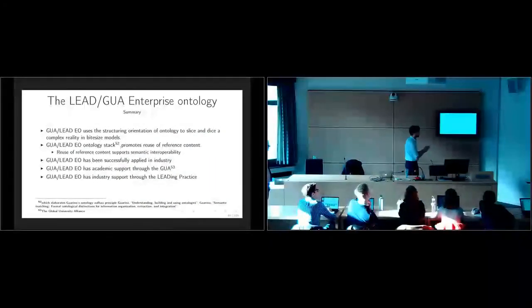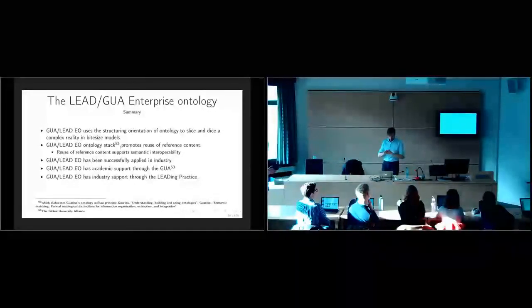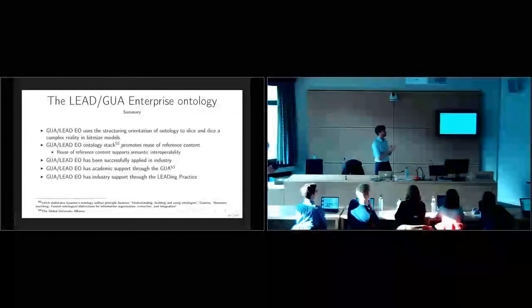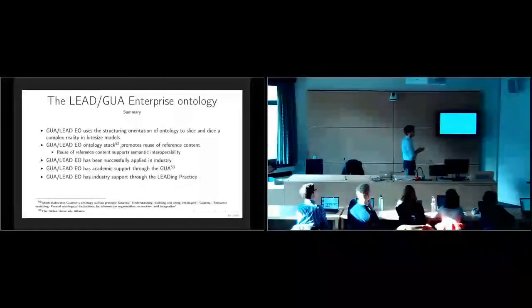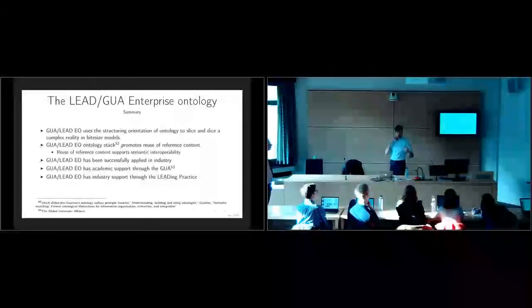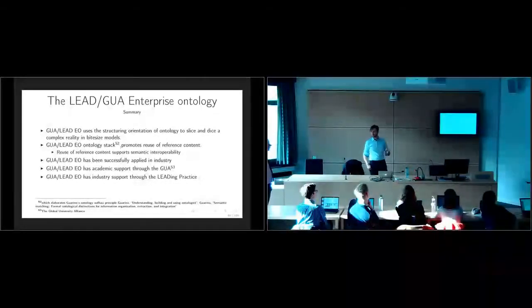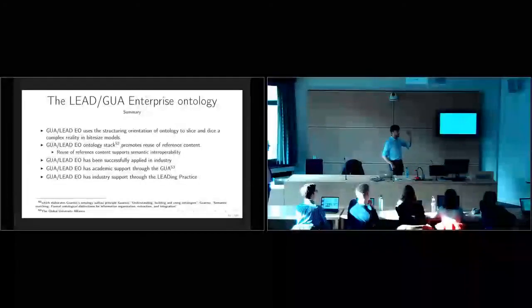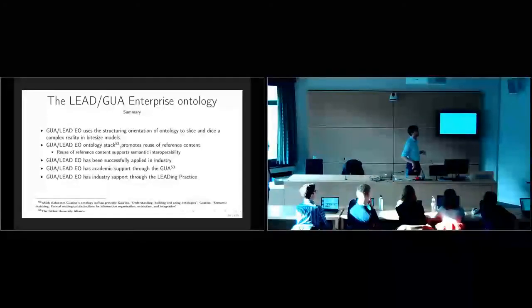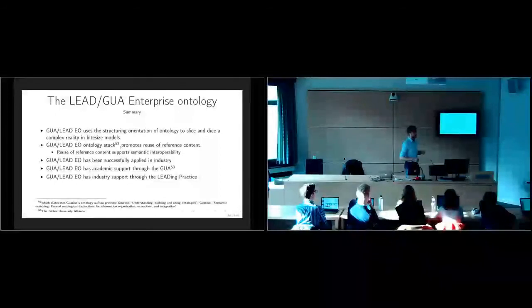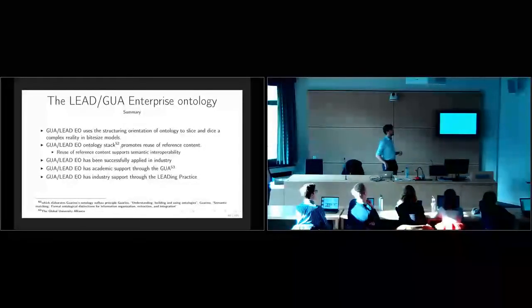Summary. So GUI and leading practice, or the GUI and leading practice ontology, uses the structuring orientation of ontology to slice and dice the complexity of reality. So both visually representing and with the layers. So for the visual representation of the outcomes and for the layers in our ontology stack.